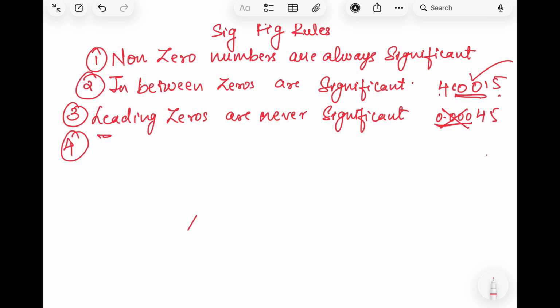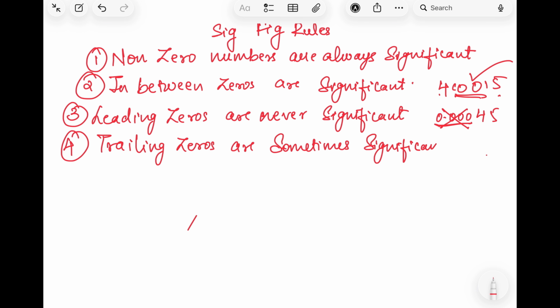And the fourth point says that trailing zeros are sometimes significant. What does the word trailing mean? Leading means the zeros before a number. Trailing means the zeros after a number. So there are many zeros after the number. They are sometimes significant and sometimes not significant. So we will understand when they are significant and when they are not.